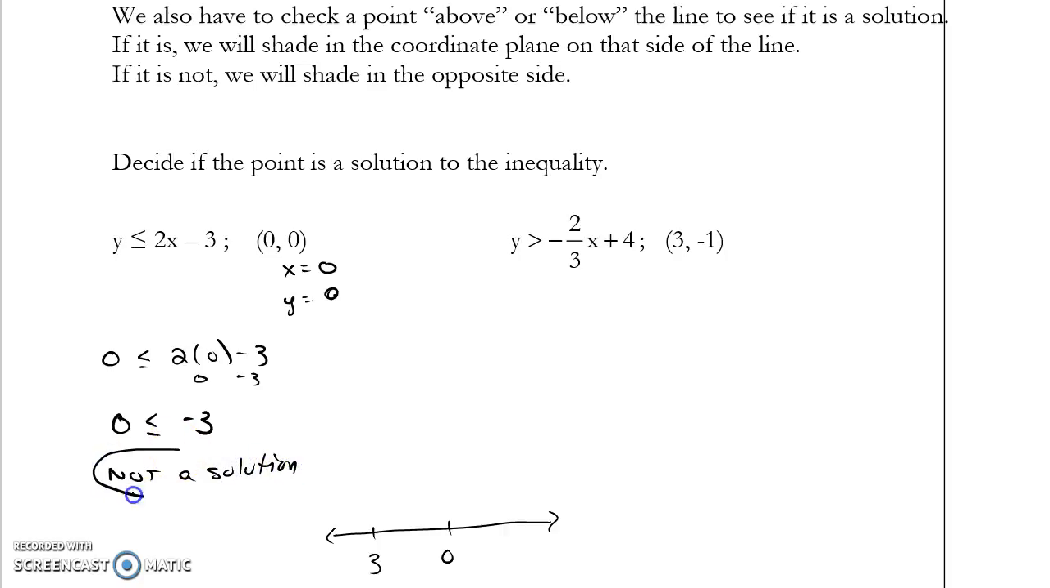Which is important because if we're graphing the linear inequality, that means I can't shade on the same side of my line as that point (0, 0). I'd have to shade on the opposite side of that line. And we'll do that here momentarily.